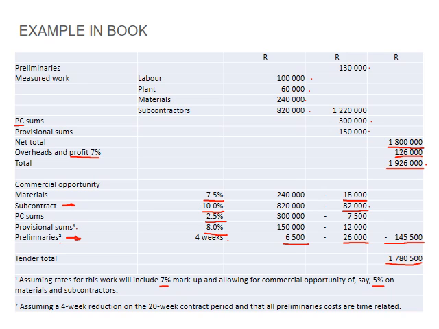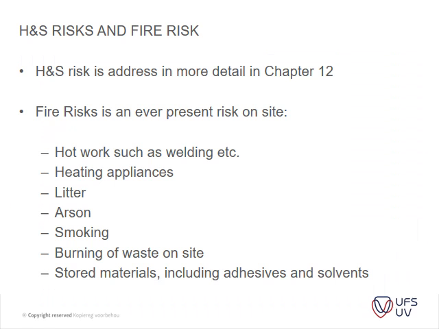Okay, very simplified, but I think it does explain how you can mitigate your risk and or evaluate your risk to get a competitive edge during your tender stage, and the things that you need to consider. Okay, then health and safety, the last 2 points of the chapter. I'm not going to focus too much on. Health and safety risk is addressed in more detail in chapter 12, so we're going to look at it later on during the course. Then the fire risk, I just wanted to highlight the following.